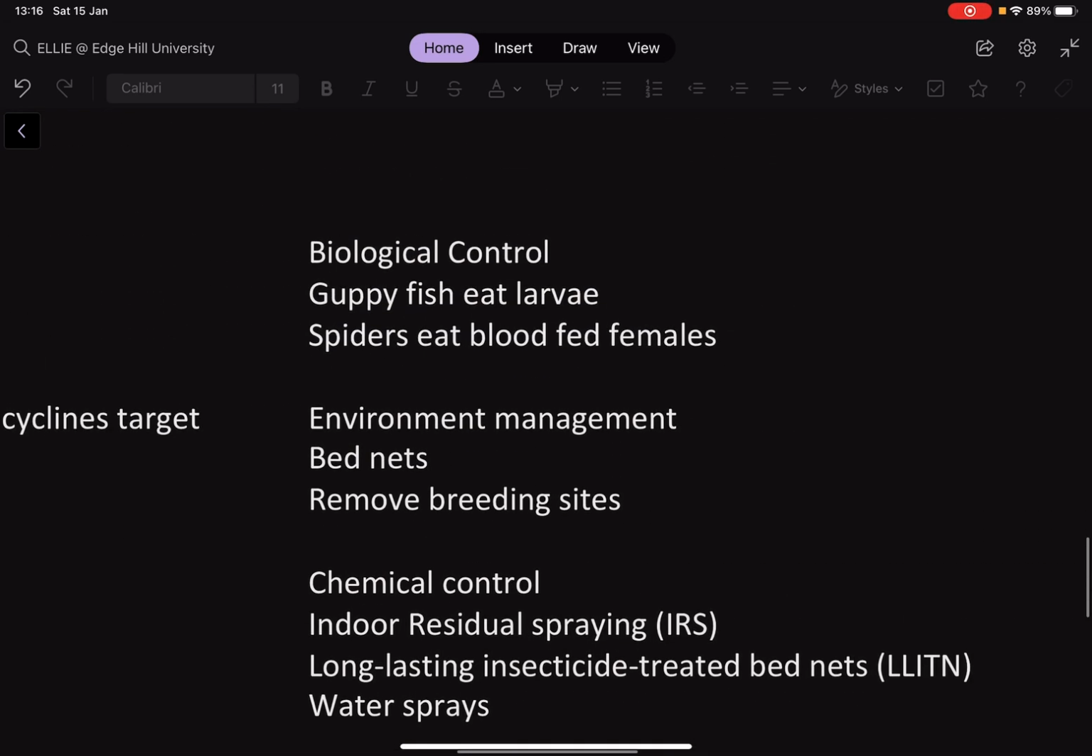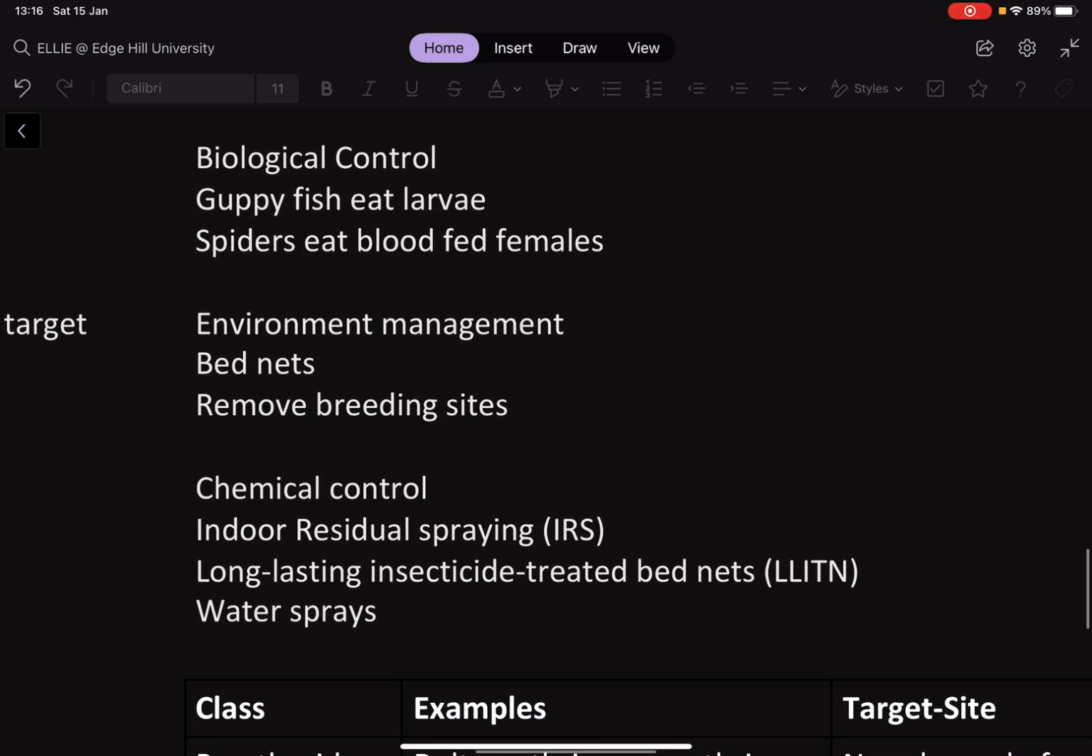Other methods we use are biological controls. So we have guppy fish, which eat the larvae because mosquitoes have an aquatic larval phase. So it's only actually the adult that is terrestrial. The eggs, larvae and pupa are all aquatic. Spiders can eat specifically female mosquitoes that have had a blood meal. So these will be the mosquitoes that would be carrying the parasite if they've taken a blood meal of an infected person.